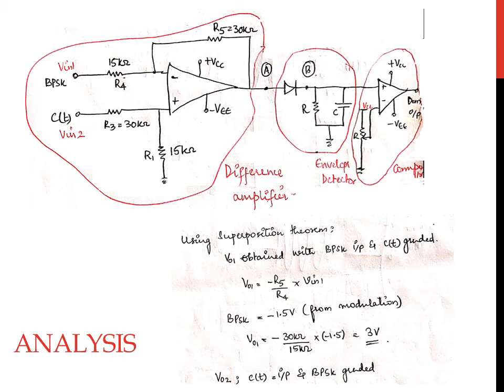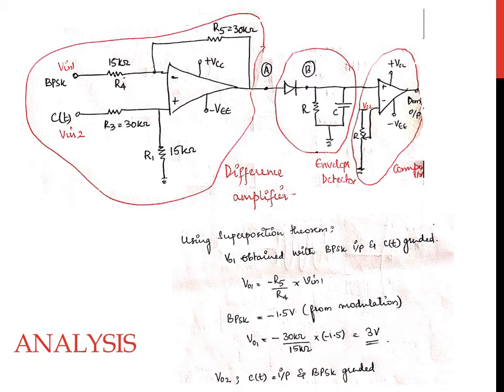So, let us look into the circuit in detail. The first one is the difference amplifier, which is giving you an output at point A. Then you have point B, the output of the diode. The second part of the circuit is the envelope detector, and the third one is the comparator. Since the first circuit is a difference amplifier, we will be using the superposition theorem again in order to obtain the output at point A.